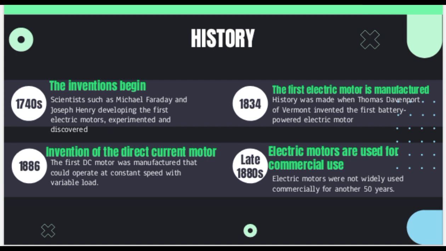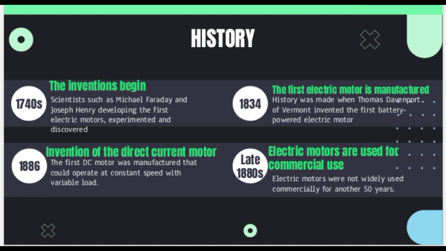1834. The first electric motor is manufactured. History was made when Thomas Davenport of Vermont invented the first battery-powered electric motor in 1834. It had enough power to perform one task, and his invention was used to power a small-scale printing press.